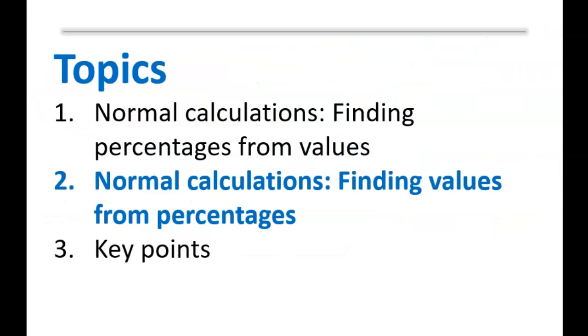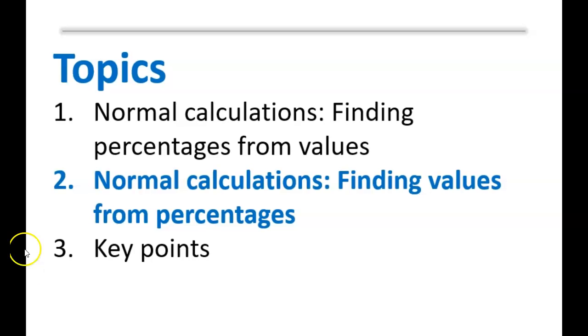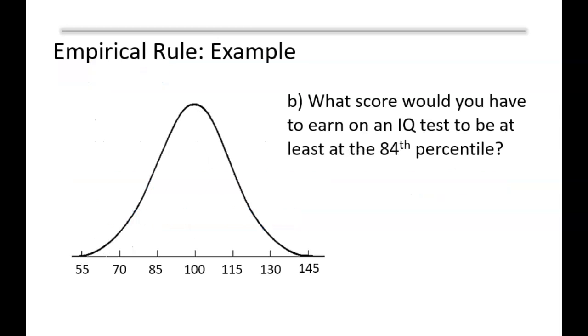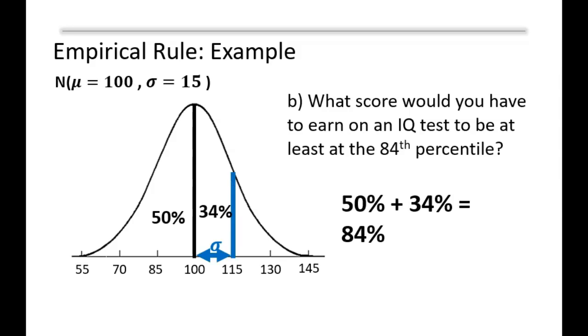So the other main idea is if we find areas from the normal distribution, we can find locations if we're given a certain percentage of that. So remember our empirical rule example where we wanted the 84th percentile, and it happens to be using the empirical rule that we can get 84% just by looking at one standard deviation above, and then the rest of the half below will give us 84%.